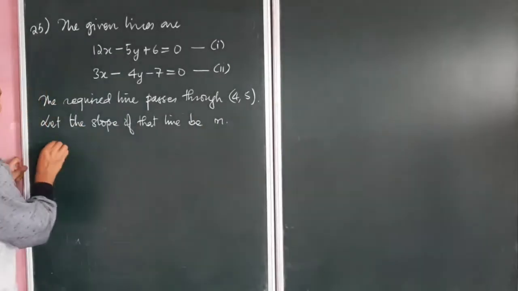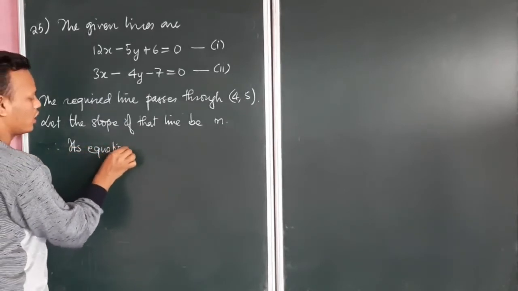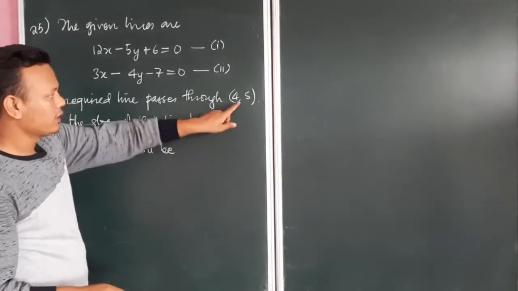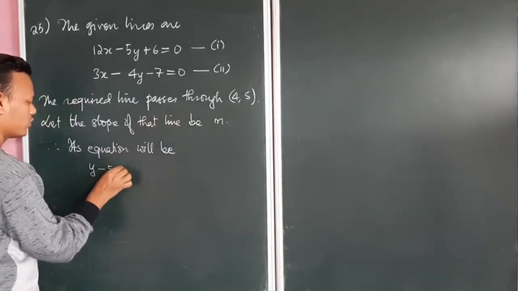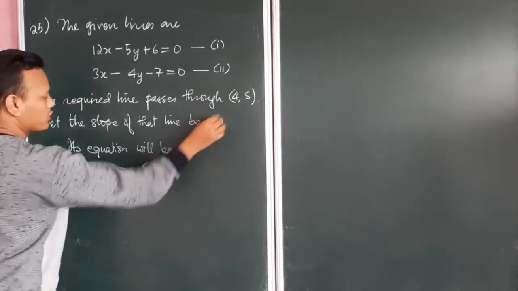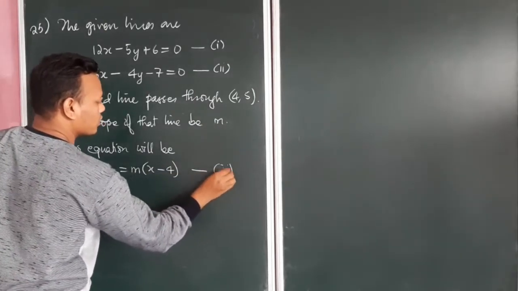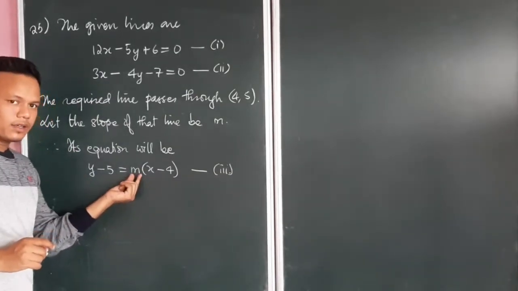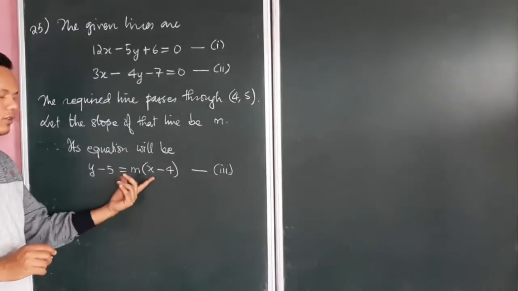Therefore its equation will be y minus y1, and y1 is 5, right? So it is y minus 5 equals m, the slope, into x minus x1, and x1 is how much? It is 4, right? So let me call this equation 3. See here, we need to find the value of m, substitute it in equation 3, and find the equation of the line.